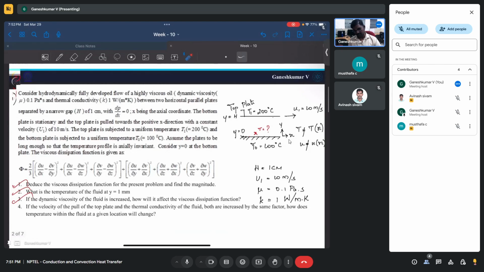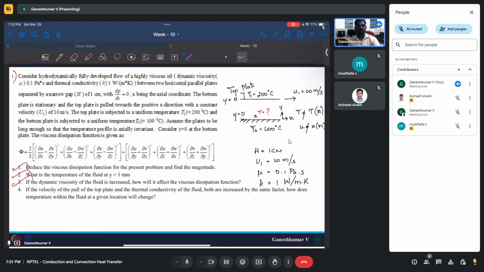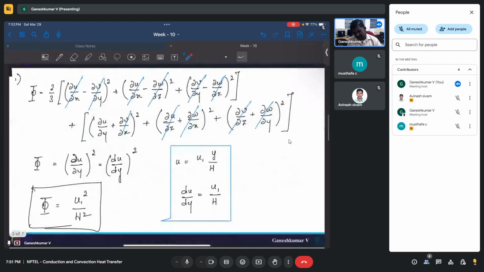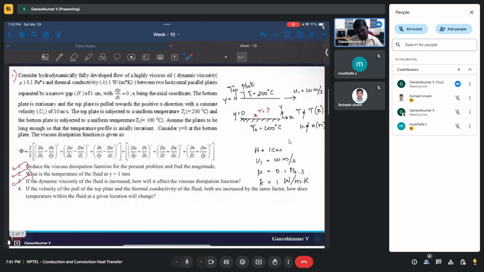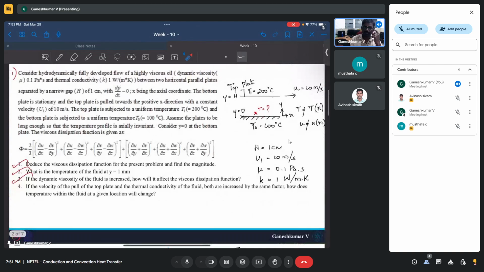So this is the problem on flow in a parallel plate inside a narrow gap with viscous dissipation. I hope this is clear. It's just a straightforward implementation of formulas. If you have any problems with the conceptual understanding of this week's lecture, or this problem, please let me know. I will be happy to answer your doubts.